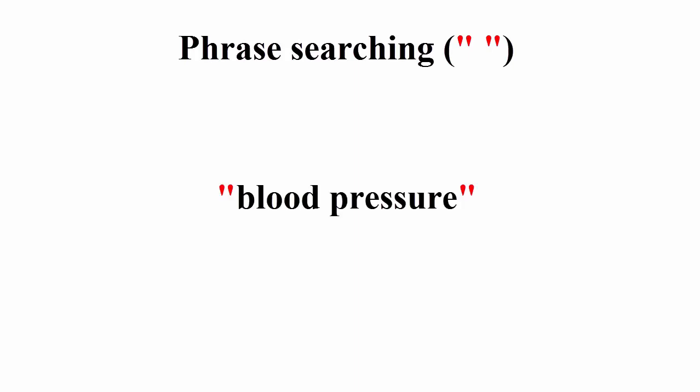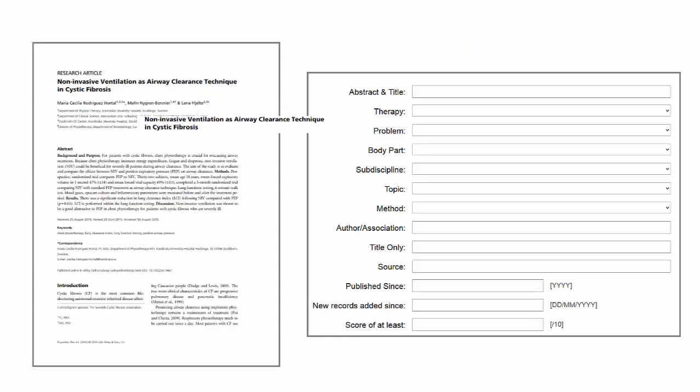The final strategy that could improve searching is the use of phrase searching. Phrase searching combines two or more terms into a single term and is done by placing double quotation marks around the words. This is useful when a specific term involves more than one word. For example, blood pressure. Phrase searching can also be useful if you are searching for the title of a specific article you wish to find.